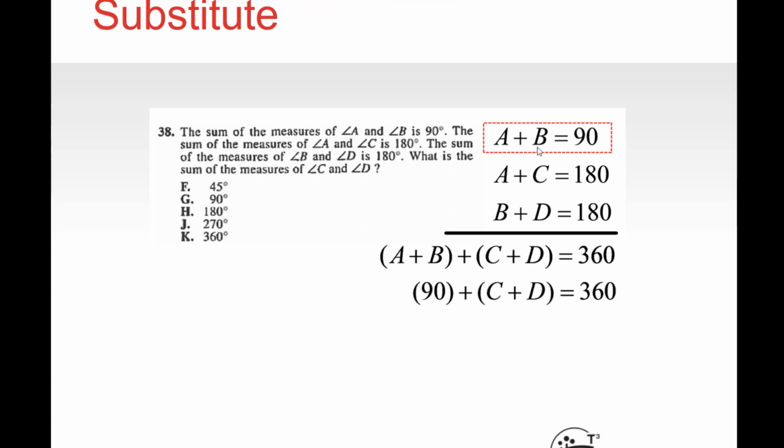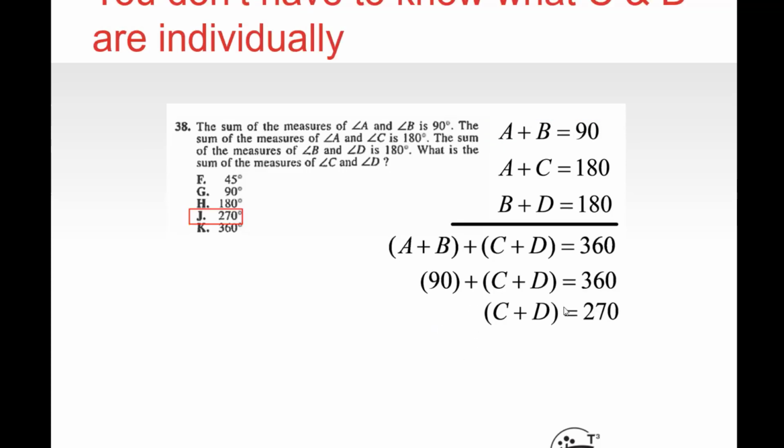And then since A plus B added up to 90, I replaced A plus B with the number 90 right here. And then I could subtract 90 from both sides and get C plus D adding up to 270, answer J. Notice that you don't have to know what C and D are individually. And that's one way. I have a couple more. Press pause as needed here, again, anytime.